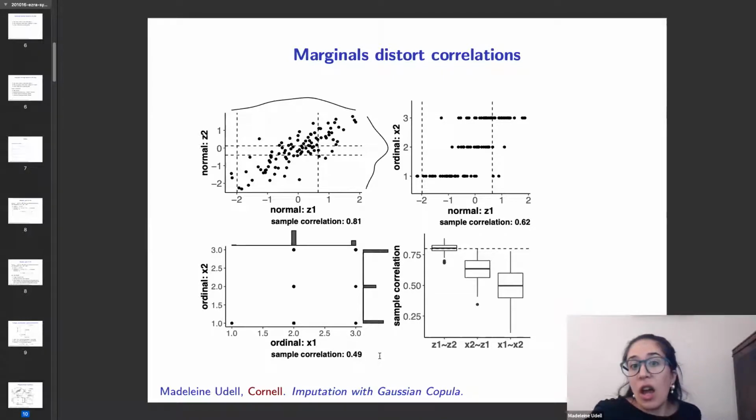Okay, so if I just did a naive computation, I want to understand how related are these two features. If I just naively compute the correlation between x2 and x1, I get a very different answer than if I had access to the real z's that are driving this phenomenon. Okay. So I'd love to figure out how to get access to the real z's. But the data that I have is these x's, these ordinal observations.